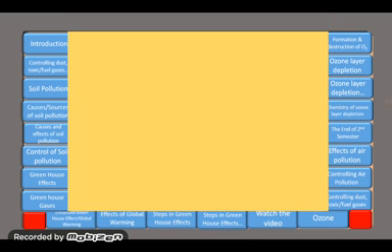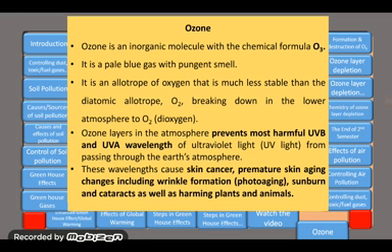Now, ozone. Ozone is an inorganic molecule with the chemical formula O3. It is a pale blue gas with a pungent smell, and it is an allotrope of oxygen and is much less stable than diatomic oxygen, that is O2, and it breaks down easily in the lower atmosphere to dioxygen, O2.